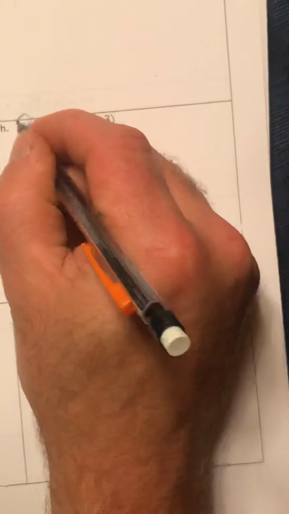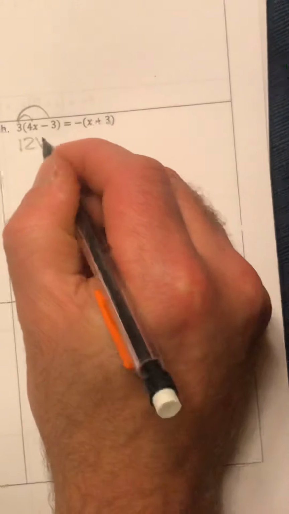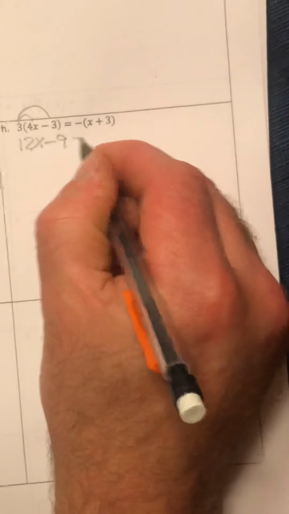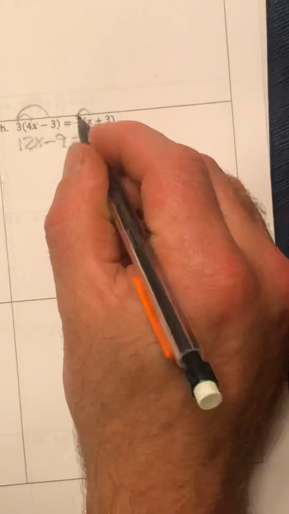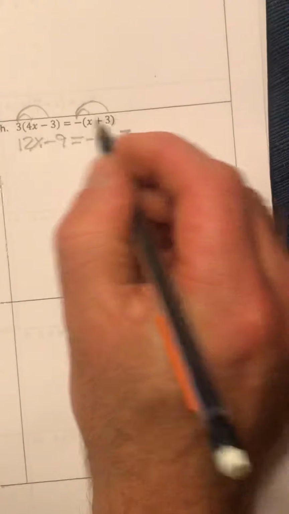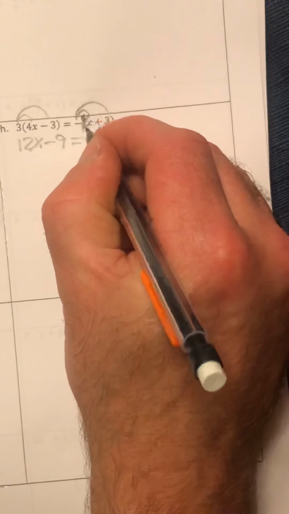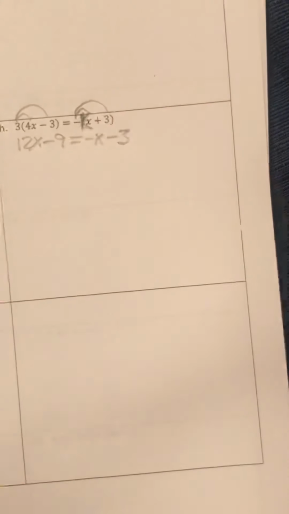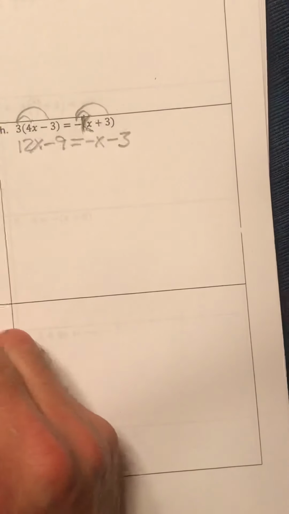Okay, the last example I'm going to look at tonight with you guys is H. Okay, so I'm going to distribute 3 to the 4x, 3 to the negative 9. That gives me 12x minus 9 equals negative x, again distributing that negative across, minus 3. Now guys, if it helps you, you can put a -1 times the x plus 3, and that sometimes helps us remember that I'm distributing -1 times each of those values.